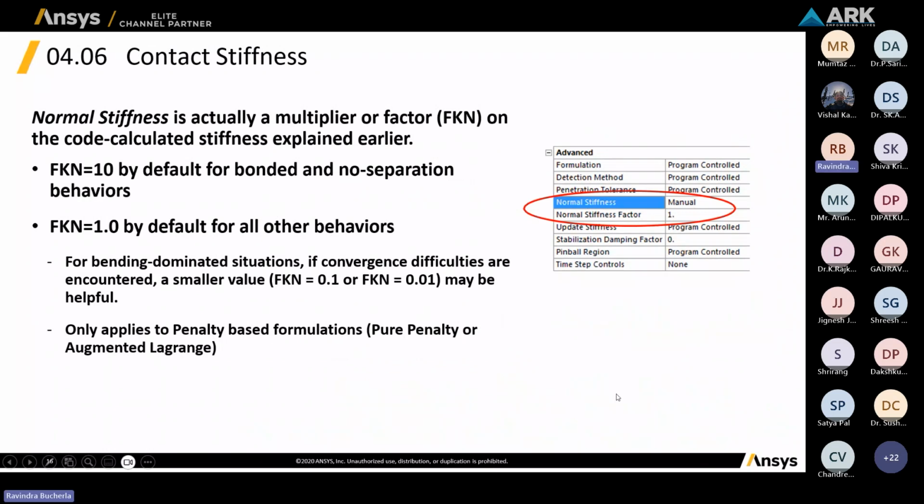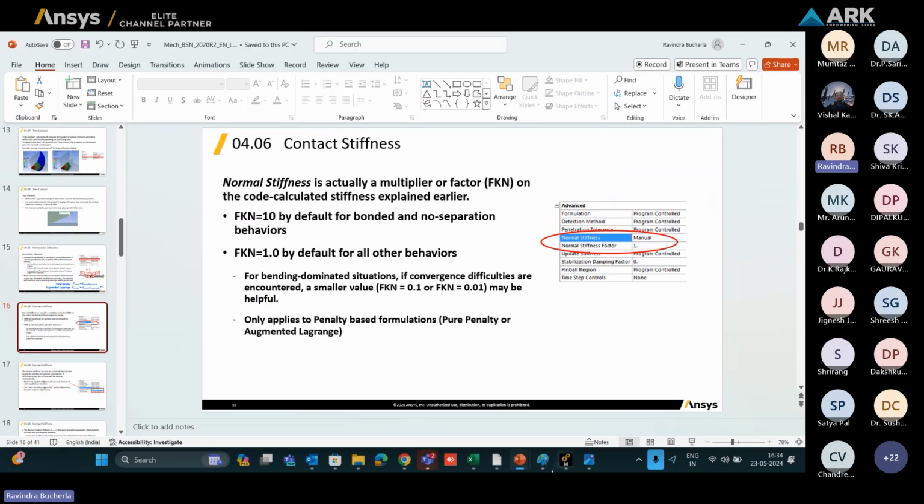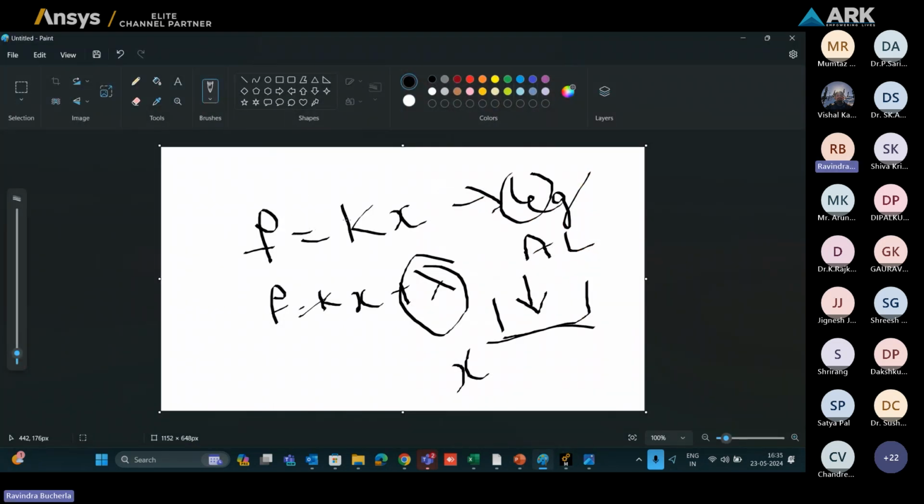So this is the normal stiffness that we are talking about for Lagrangian. For the normal stiffness, F equal to K into X will be multiplied with some factor, the normal stiffness factor. If you are going with the bonded or no separation, by default it will be multiplied with 10. If you are going with the nonlinear type of contacts, it will be multiplied with 1. So that means this F equal to K into X will be multiplied with N. So here also N.